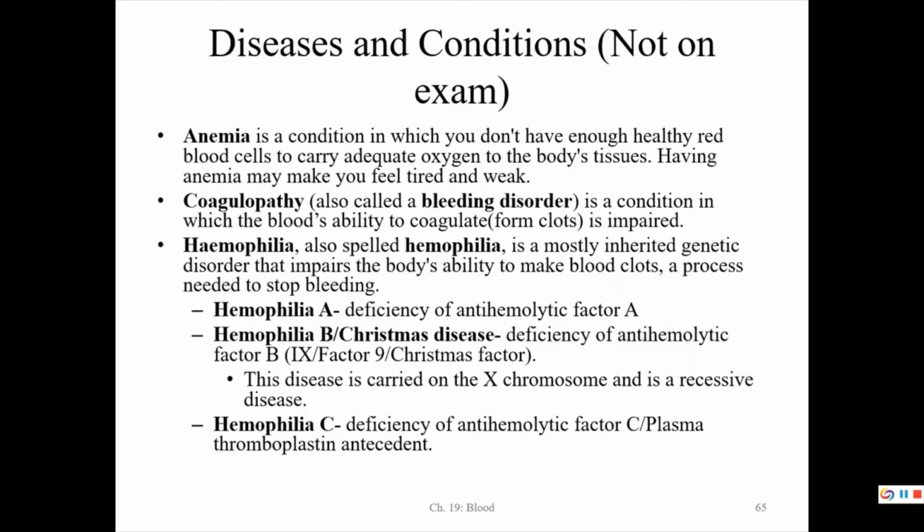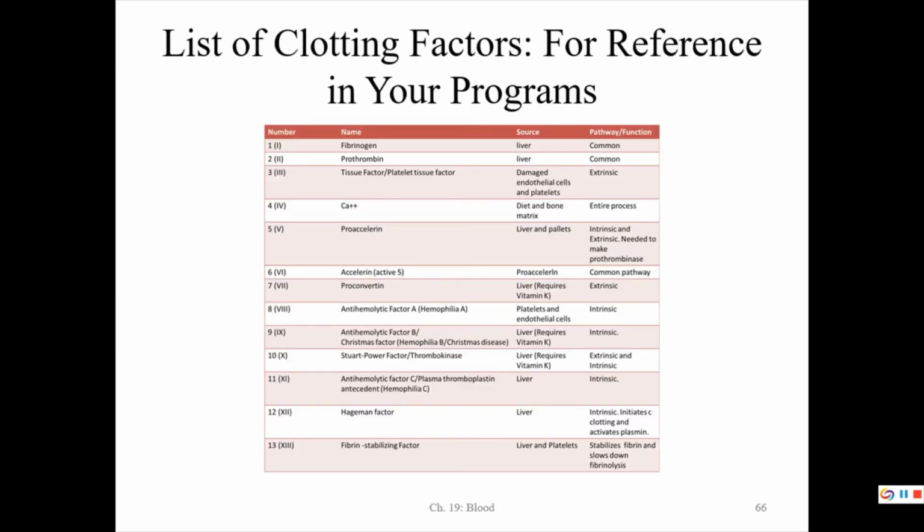All right, these aren't on the exam, so I'm not even going to read those. You guys can look over them. I always have some disorders and diseases that I like to put. But guys, that's it. These are all of the clotting factors. I put them out there for reference, some information you might find useful.